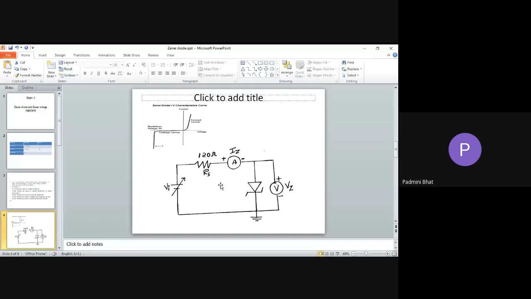Coming to the forward characteristics, see this diagram. A voltage power supply, then a 120 ohm resistance, and an ammeter to measure the current. This is now my Zener diode. I need to find the voltage across the Zener diode, so I connect a voltmeter across it. I need to find the current through the diode, so I'm connecting an ammeter in series with the diode. To find the voltage across the diode, I'm connecting the voltmeter parallel to the diode.